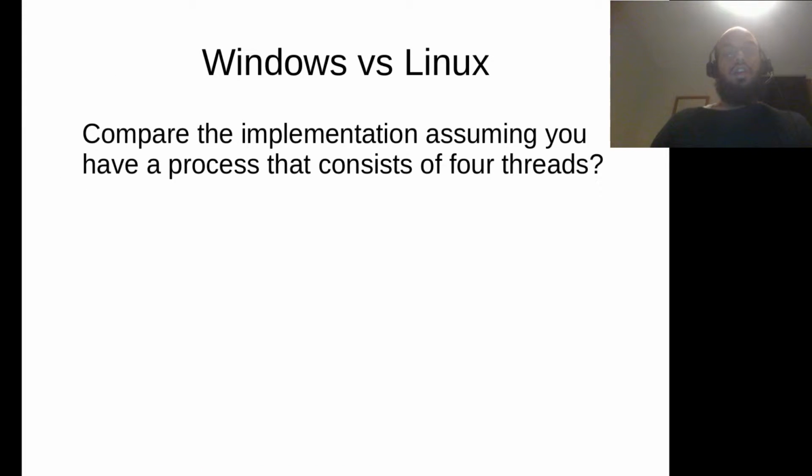And here comes the Windows versus Linux. What is the difference between the implementation of these two? But let us first ask a question, which is to compare the implementation between Linux and Windows if you're writing a multi-threaded program, assuming that you have a process that consists of 4 threads. If you have a process that runs 4 threads, in Linux it will be implemented differently compared to Windows. Can you think of how they are different?